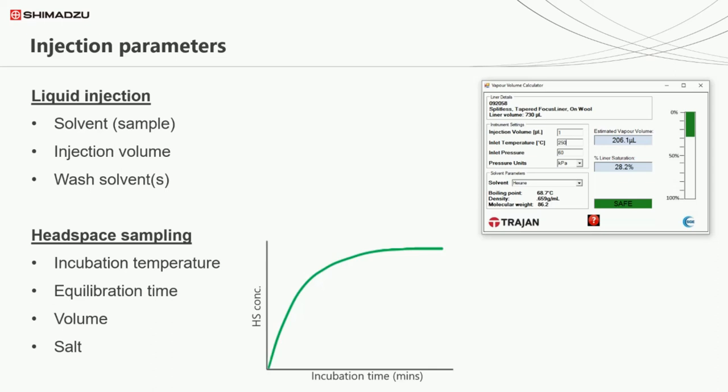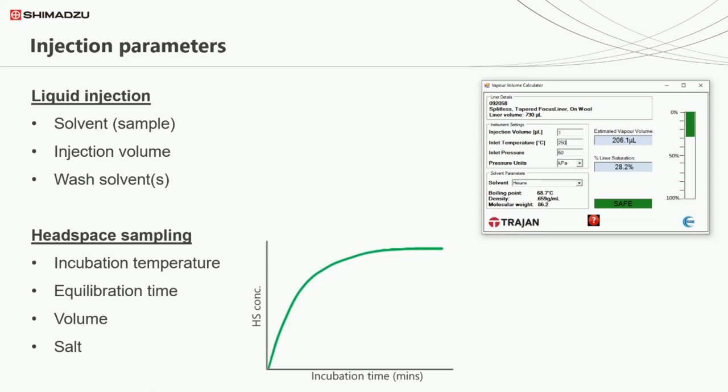Your injection volume should be in the 10 to 90% range of your syringe capacity. So you can feasibly inject between 1 and 9 microliters, say, on a 10 microliter syringe. Outside of this range, the reproducibility will be poor.